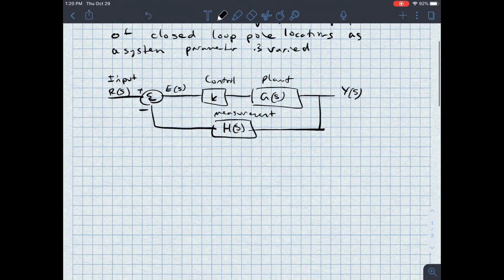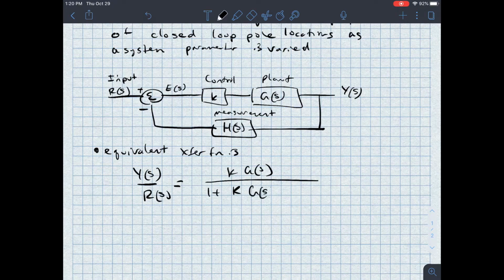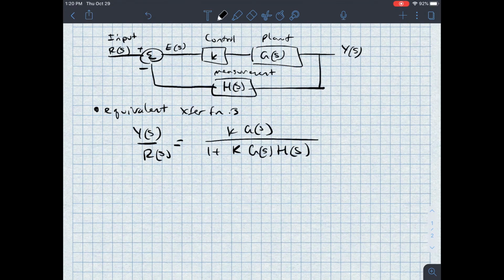Then the equivalent transfer function of this type of system is Y of S over R of S. And this is equal to K G of S, that's my forward path, over 1 plus K G of S H of S. If I change the value of K, it changes the roots of the characteristic equation. So changing K is going to impact the poles of my system. And so let's develop this graphical model of this by taking an example.